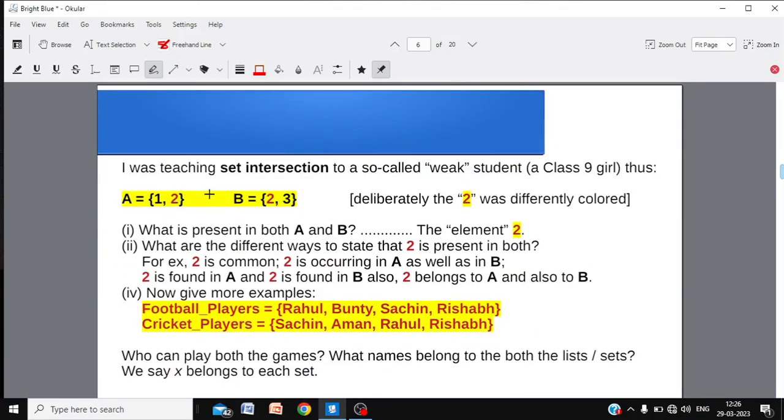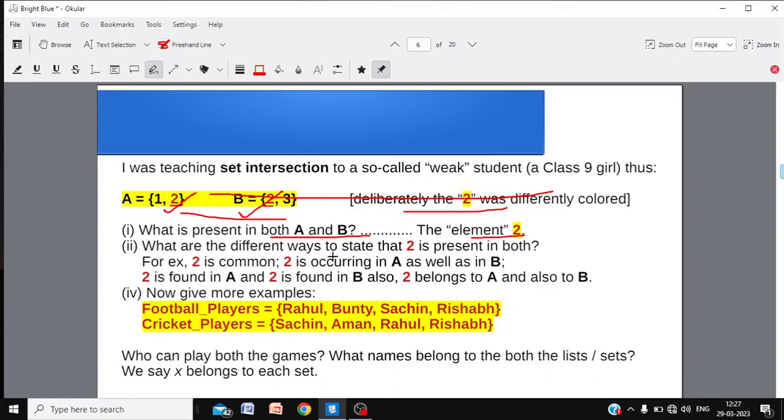Another example: I was teaching set intersection to a so-called mediocre student, a class 9 girl. A is {1, 2}, B equal to {2, 3}. Now this color was deliberately put. I made it a different color because we were teaching online, so the attention is drawn to it. What is present in both A and B? What is present here and also here? The same thing is present in both. The child will say 2, you say the element 2.